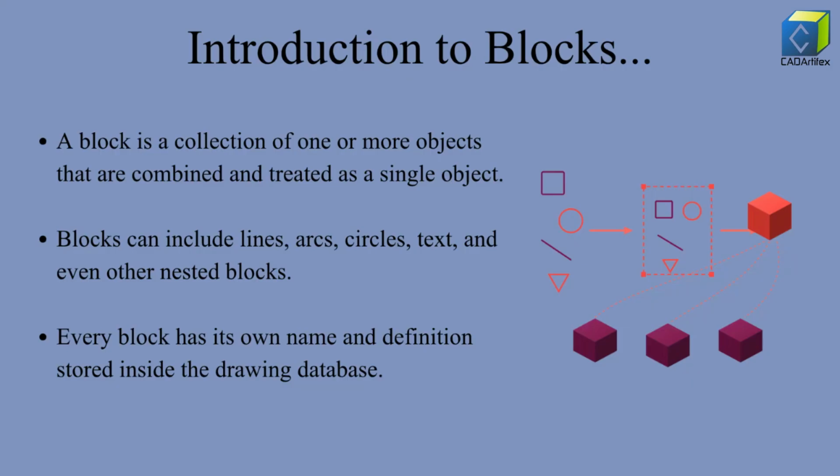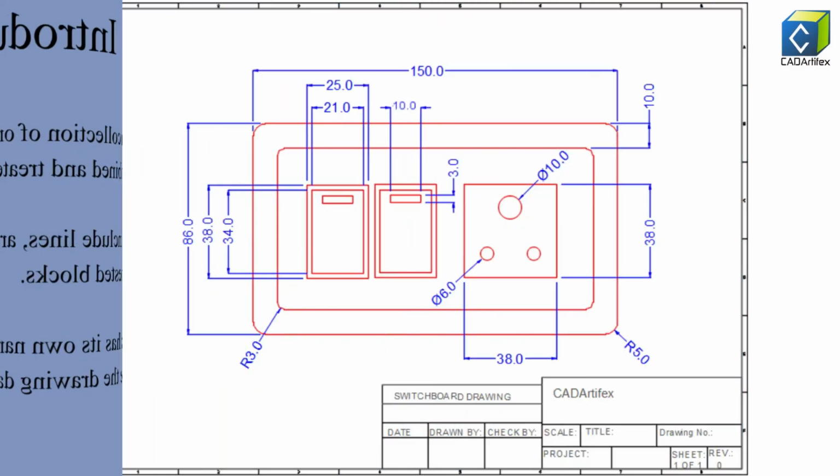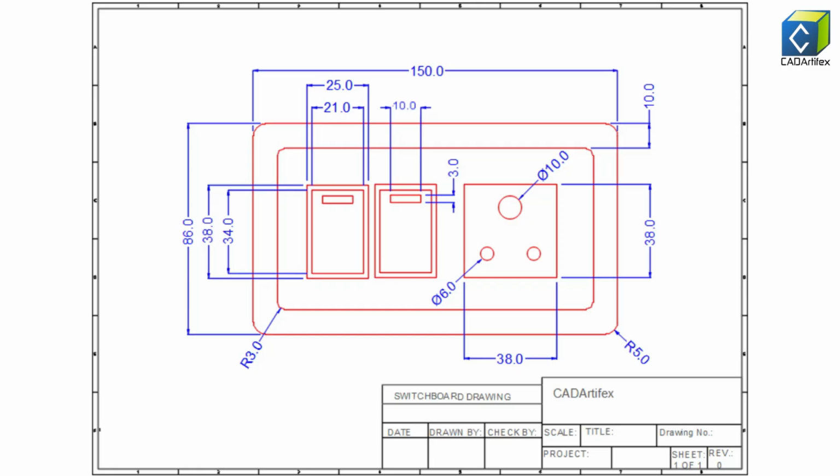Now that you know what a block is, let's take a quick look at the drawing dimensions. So, this is our drawing, and here all the dimensions which are used are given in millimeters. After this, let's quickly jump to our AutoCAD interface and start creating our switchboard.